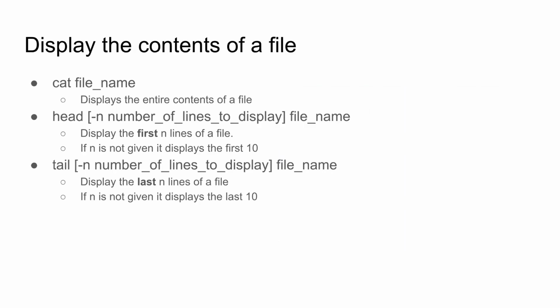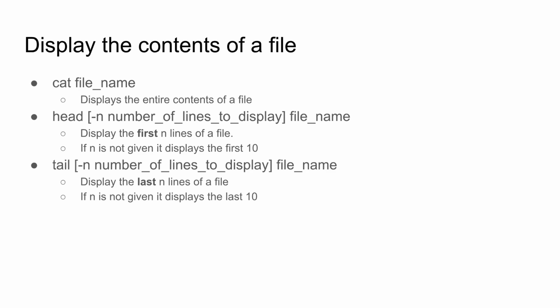Okay. So let's say you want to display the contents of a file. That's cat file name, and it will show you everything inside that file. Head is used to look at the first couple of lines of a file. So you can say head, optionally give -n, and then some number of lines to display, and the file name. If you don't give a number, by default, it's going to display the first 10 lines of that file. If there are less than 10 lines in that file, it's going to display all of them.